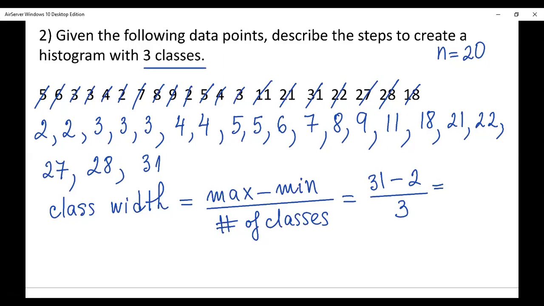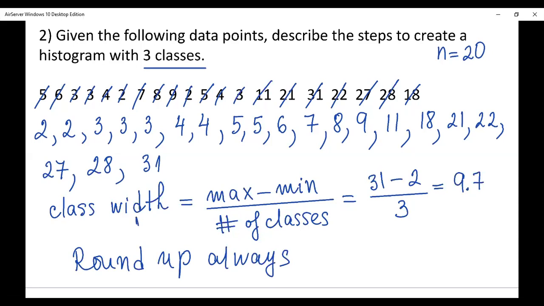it's going to be a number close to 10. 9.6, 9.7. We're rounding up. Even if it was 9.1, we must round up here. So let me write this one, round up. Always. For this one, for the class width. So in this case, our class width is 10.